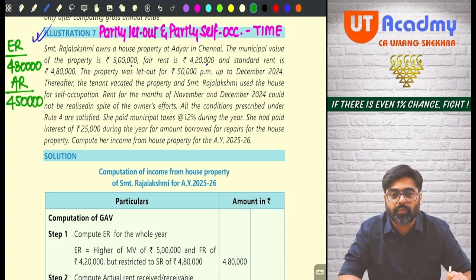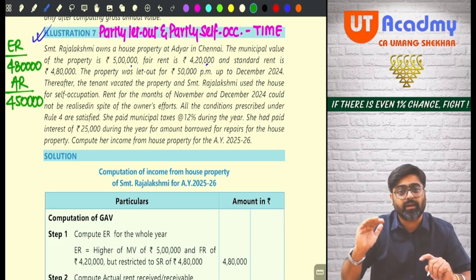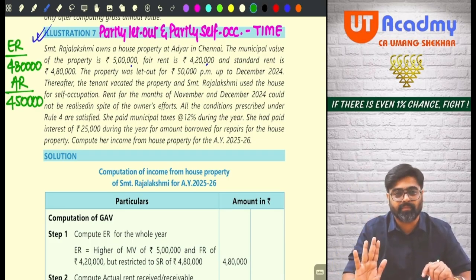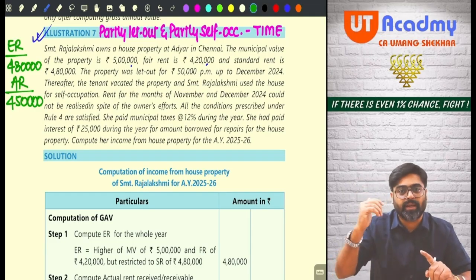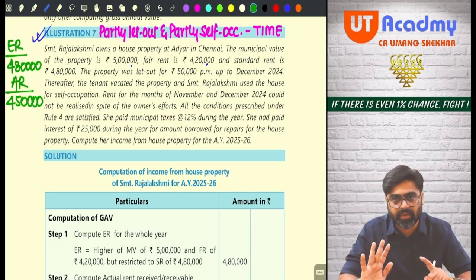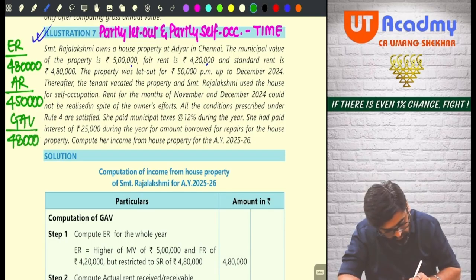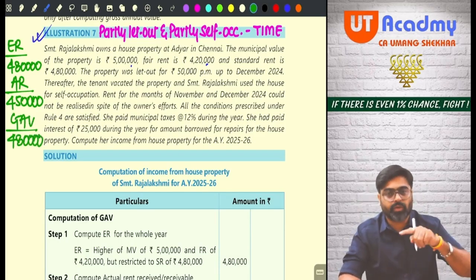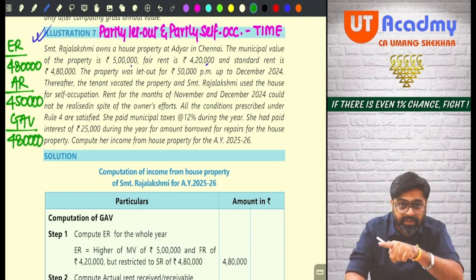Now, if there is no vacancy, what do we do? Actual rent or expected rent, whichever is higher. That we take as GAV. So our GAV here will be 4,80,000 only. I should have reduced unrealized rent from actual rent, but we are not going to do that. We are reducing unrealized rent from GAV.